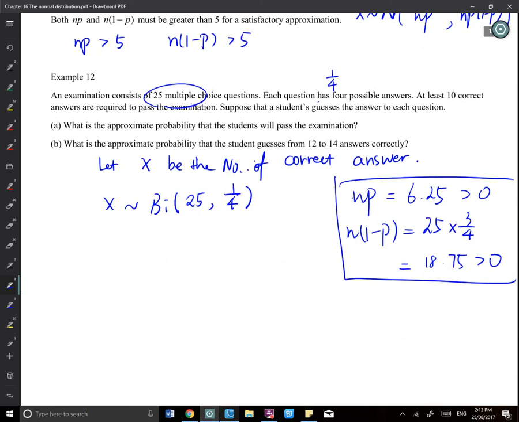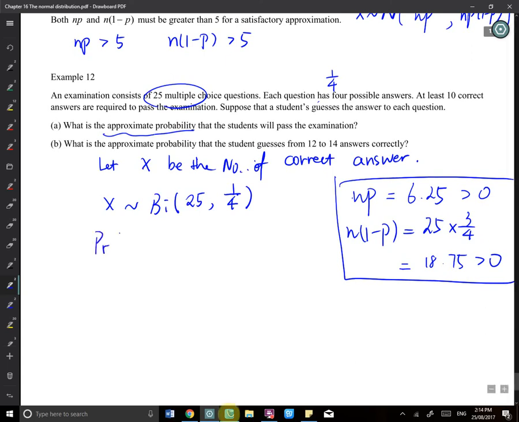So it's a binomial distribution with number of trials 25 and success rate a quarter. And then what is the approximate probability? You are not using the exact, you are using the approximation, even explicit, normal approximation. The student will pass the examination.